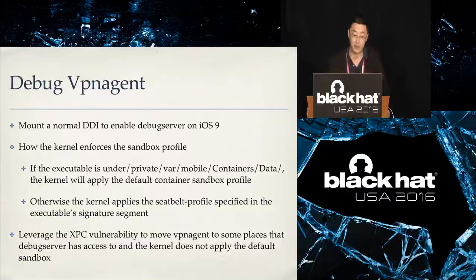So now we try to debug VPN agent. The trick we use is just as we did last year. We mount a normal DDI, so we enable the debug server. And now we use the XPC vulnerability I just introduced. We move the VPN agent into some place where the debug server has access to, but the kernel doesn't apply the default sandbox.